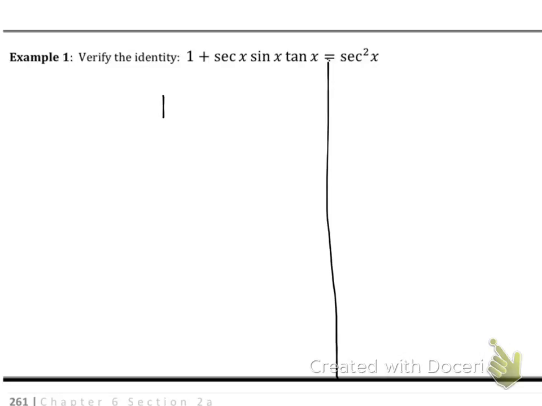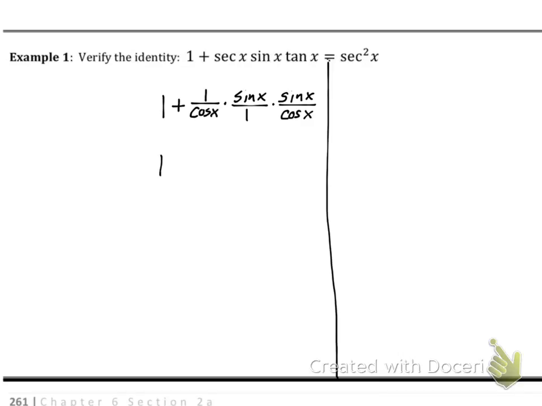So we're going to have 1 plus, well, we said secant is 1 over cosine, times sine. Since we have a fraction, you don't have to, but a lot of times it's nice to say that's sine over 1. And then our tangent is going to be sine of x over cosine of x. Like I said, I'm not worried about the other side. I'm hoping that everything's just going to work out.